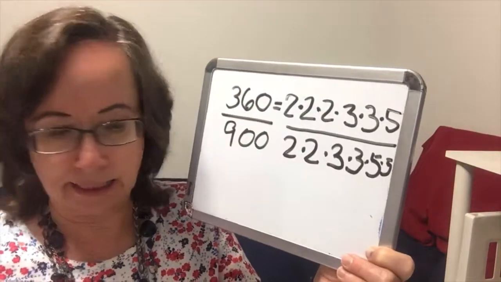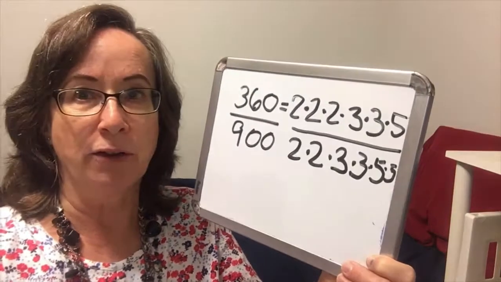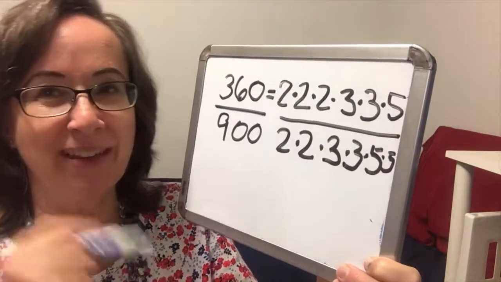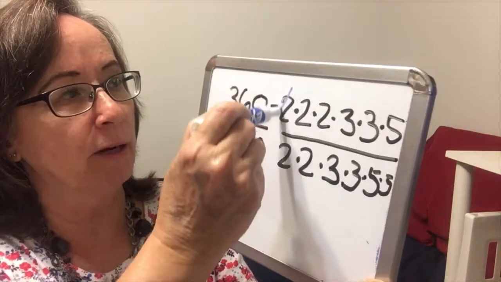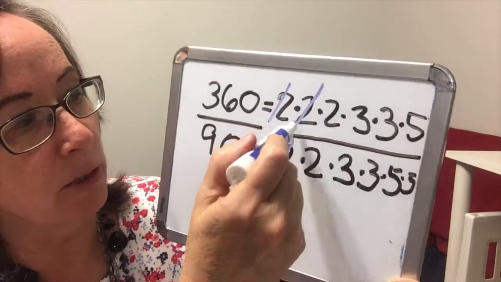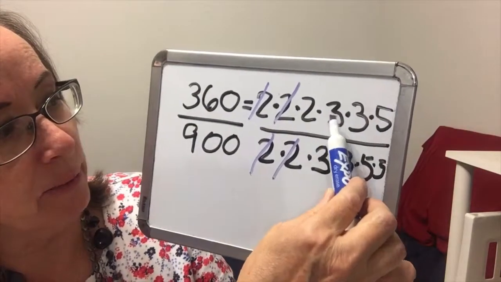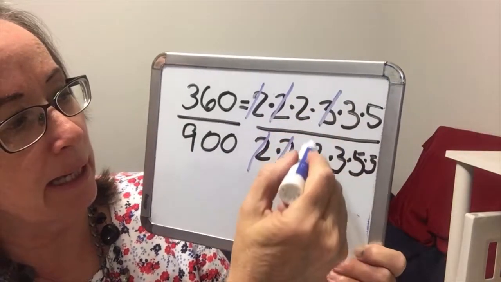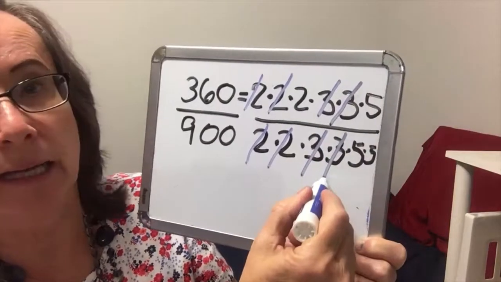So now let's go over and get a different color, so that you can better see our cancellation. So now everything that's the same on the numerator and the denominator, we can cancel. So here we have a 2, and here we have a 2. Okay, so we have a 2 and a 2. So now we've got a what? A 3 and a 3. So we've got an extra 2 up there we can't cancel. A 3 and a 3 and a 3 and a 3.